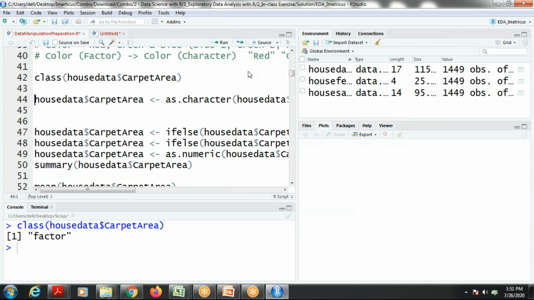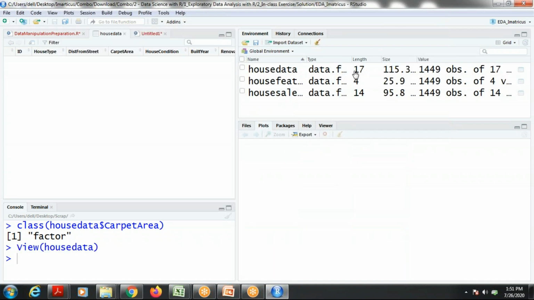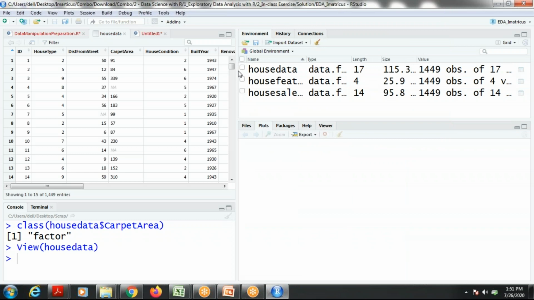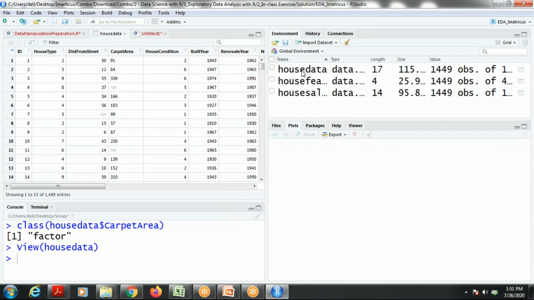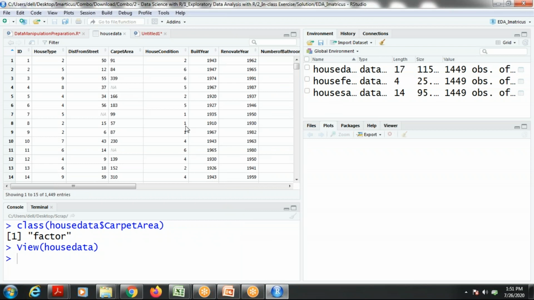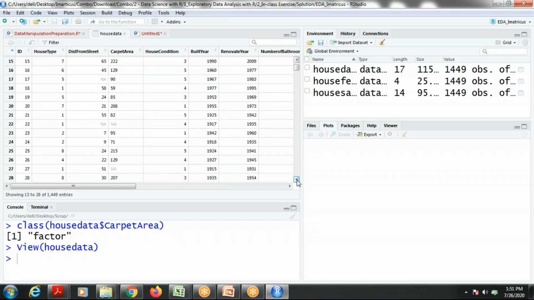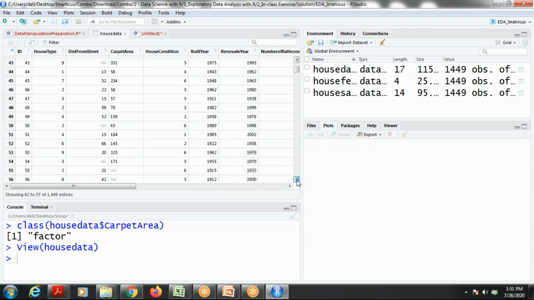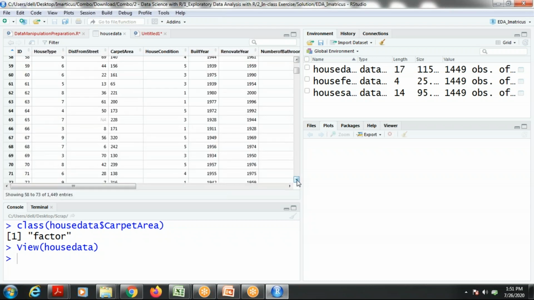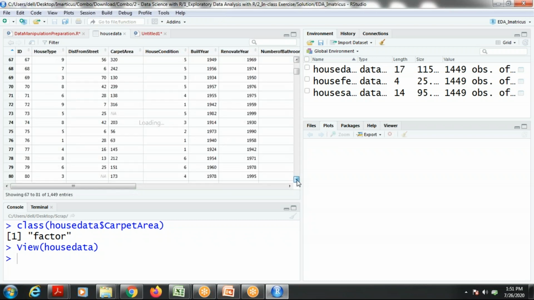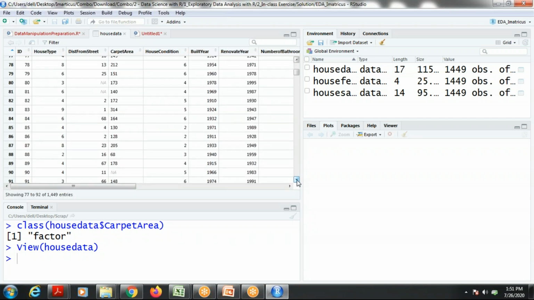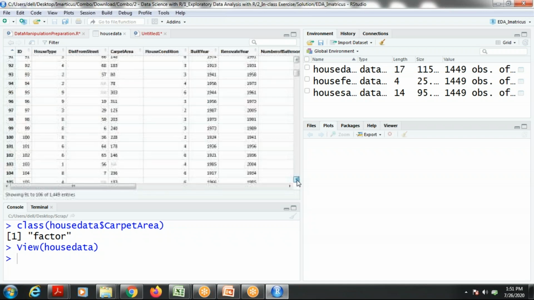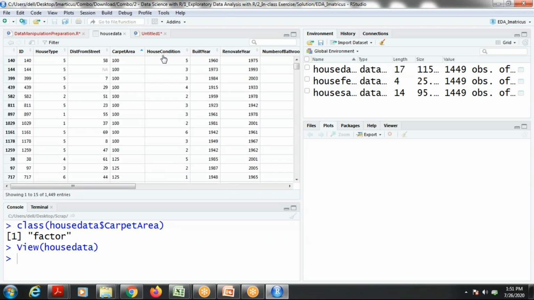If you open the data here, carpet area, it is saying NA. Let's look at the small NA, where all those small NAs are coming. It is a very rare instance. We need to find where it is. Sort it out by carpet area. That will be useful.